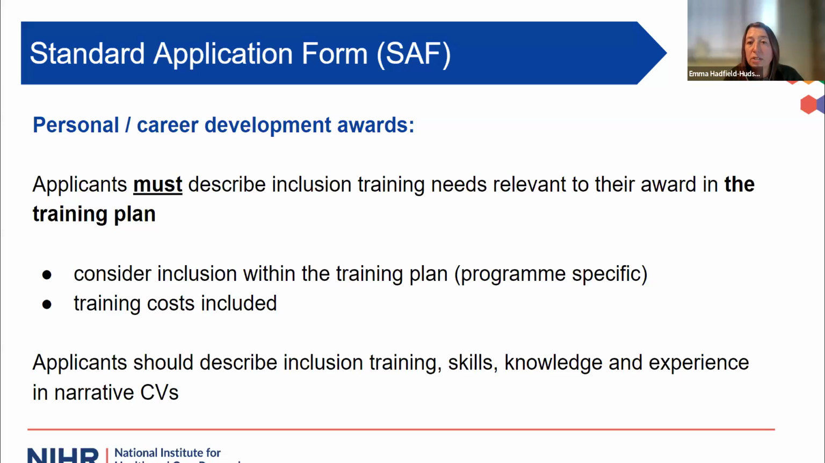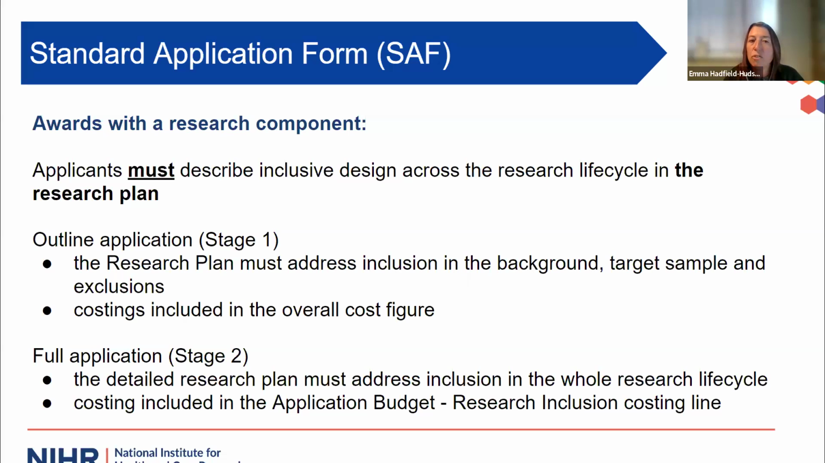So if you are applying for a personal and career development award, applicants must describe inclusion training needs relevant to their award in the training plan section of the application, along with including any training costs. Where you're required to write a narrative CV, you should include relevant inclusion training, skills, knowledge, and experience. Then for awards with a research component, applicants must describe how they've incorporated inclusive research design across the whole research lifecycle, and this needs to happen in the research plan section of the application form.